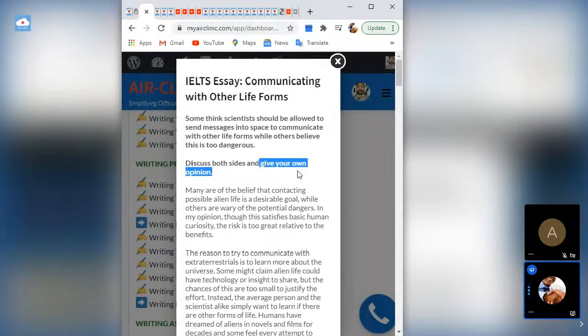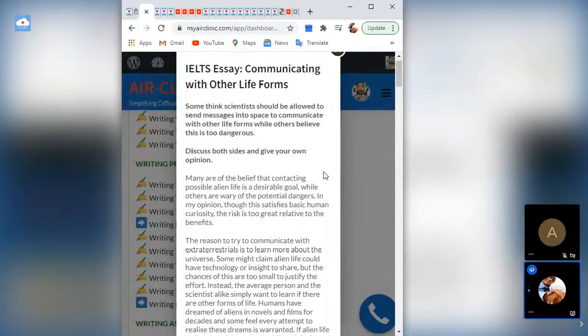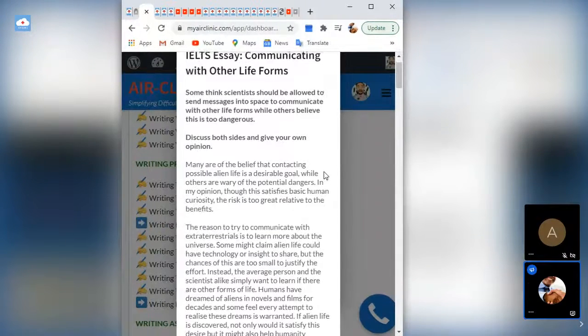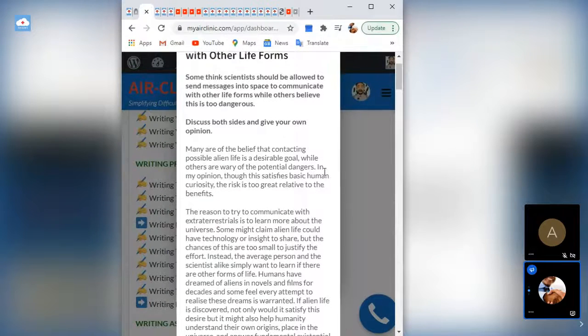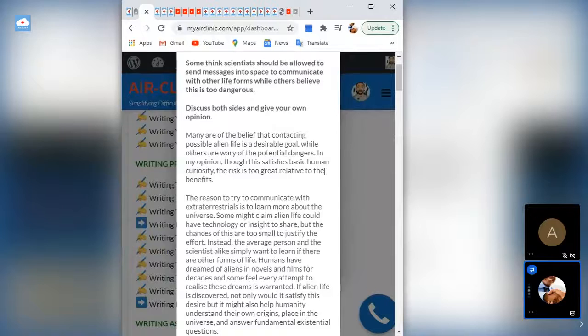Both sides and give your own opinion. All right. So now here is where the question starts. Now this is the example being solved by Dave. Dave is an IELTS examiner, okay, that has been marking scripts for a long time. So the formula that he gave us to share with you is very important.